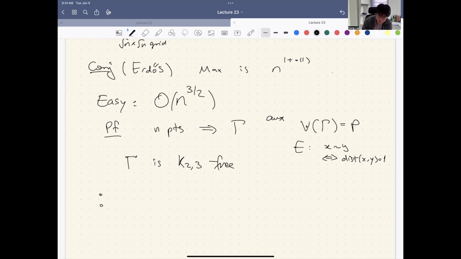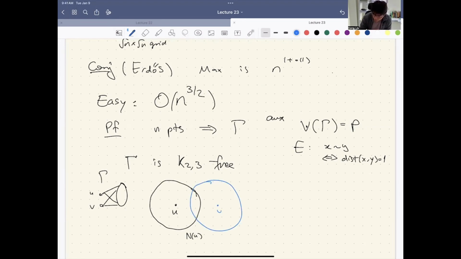So suppose you have a K_{2,3}. You have U and V. Look at how large of a K_{2,t} there can be. How large can t be? The common neighborhood of U and V is here in this graph Gamma. That means the neighborhood of U must be here, right? And the neighborhood of V is somewhere here. The neighborhood of V must be of radius 1. Right? This is radius 1. And the two circles can only intersect at 2 points.